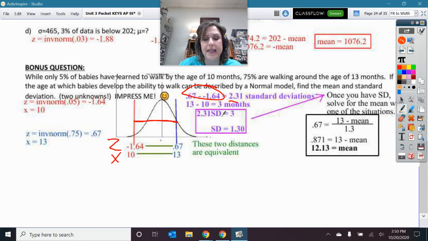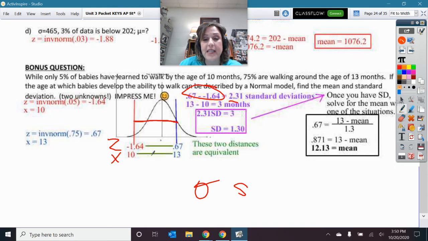I just used SD. And the reason is because if I use sigma, sometimes people think that looks like a zero, and then things get confusing. So I use SD to represent standard deviation. And if I just put S, then sometimes that looks like a 5. And so I usually do SD for standard deviation. All right, here we go.